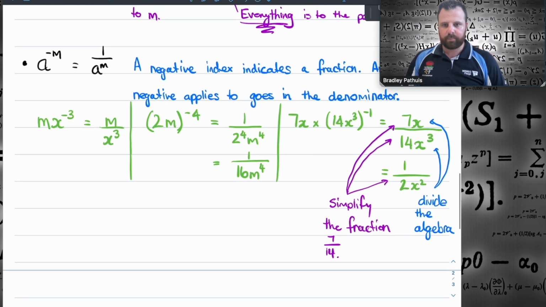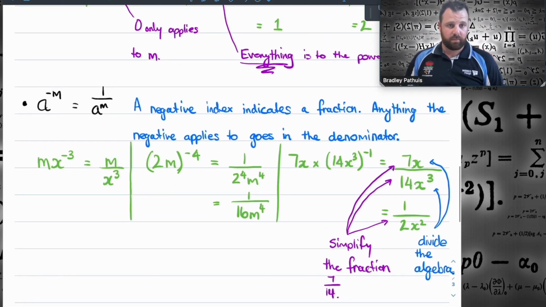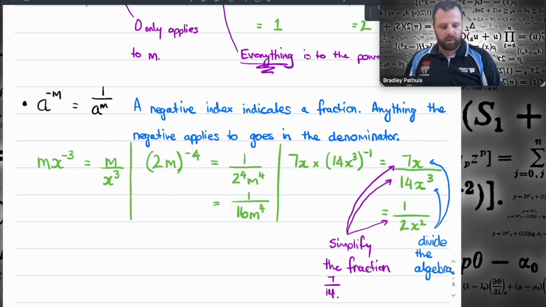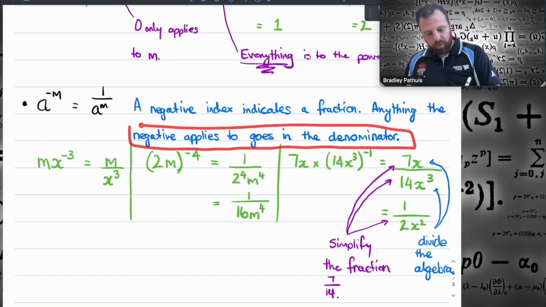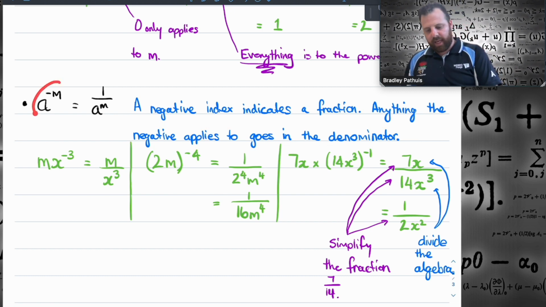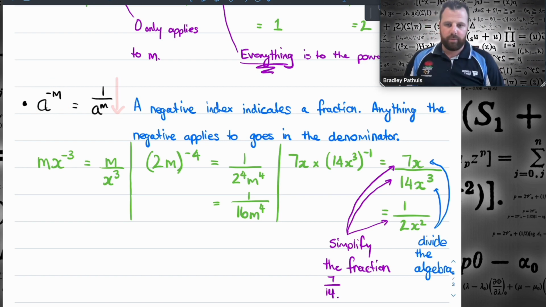Finally, fractions and negatives. Probably one of the more difficult ones. Very similar to the power of 0. We need to be careful as to what the power is applying to. And whenever you see a negative index or a negative power, that just means we've got a fraction somewhere. And anything that the negative applies to, whatever is the negative, it goes in the denominator. You can see a by itself to the power of negative m becomes 1 over a to the m.